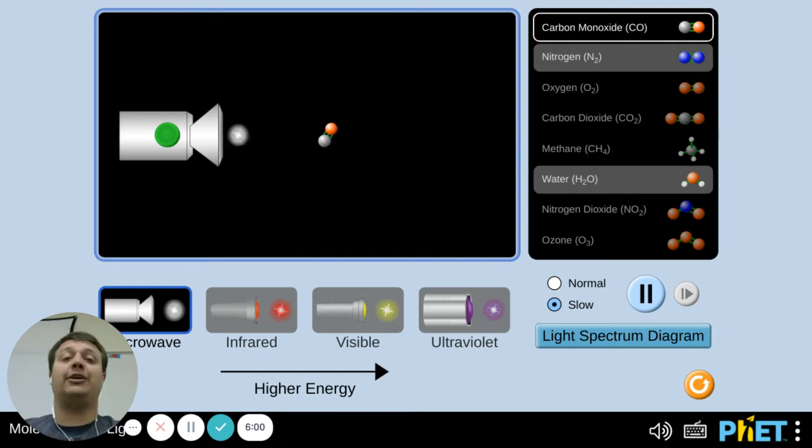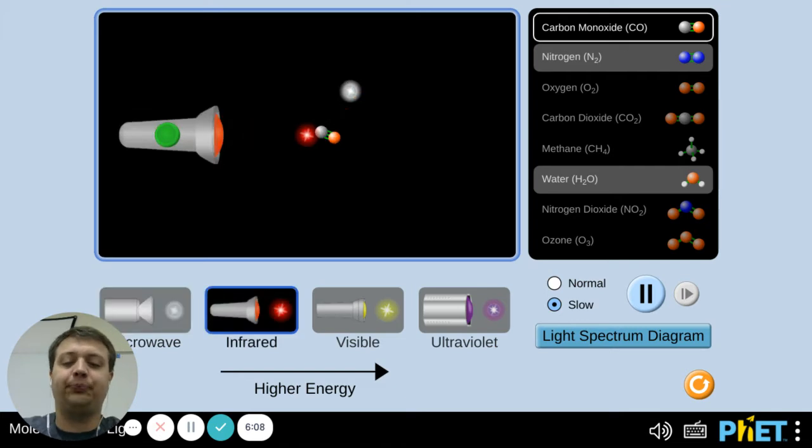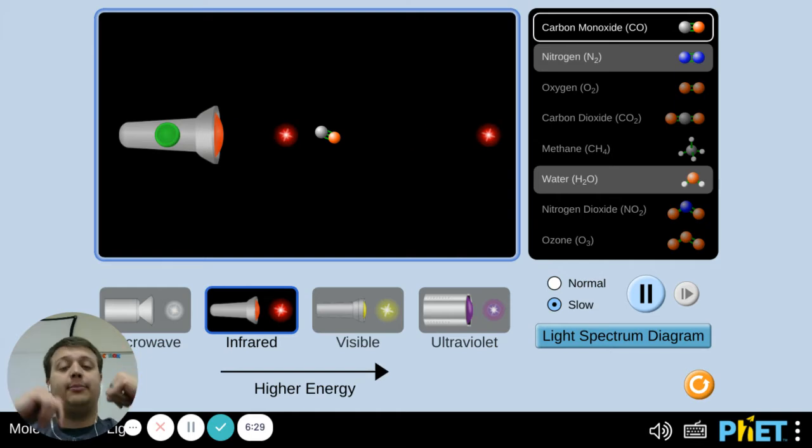Now, what would we expect to see with our infrared? Well, we know that infrared should cause it to vibrate in place. So let's change it to infrared. All right, so infrared, it absorbed that energy, that molecule is vibrating in place. Eventually, after a certain period of time, that molecule will actually release that excess energy, and it will kind of float off into its own direction. But you do see that actually absorbing and vibrating in place.